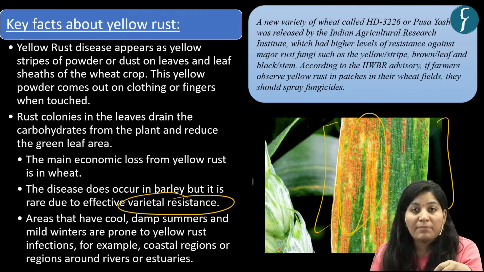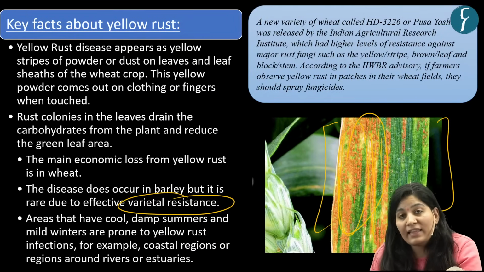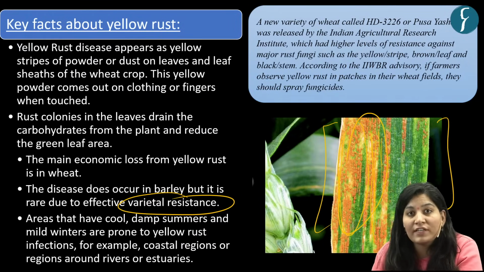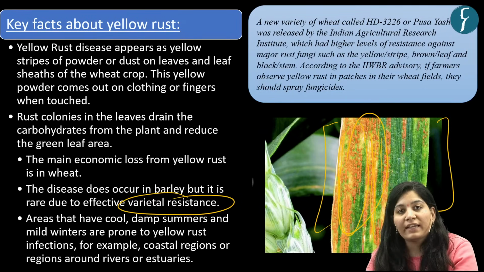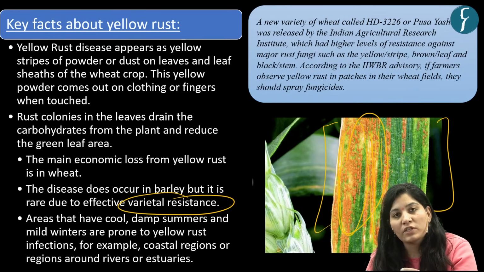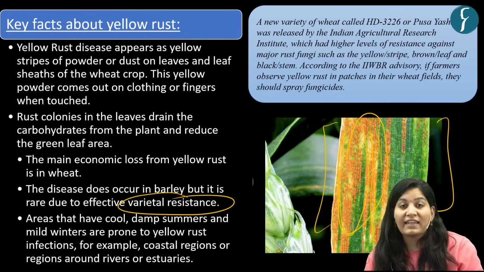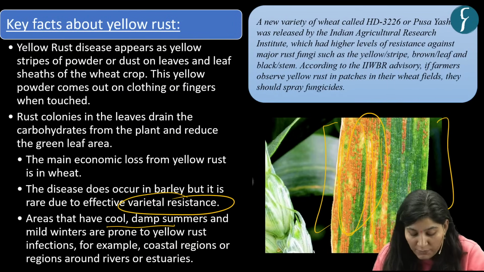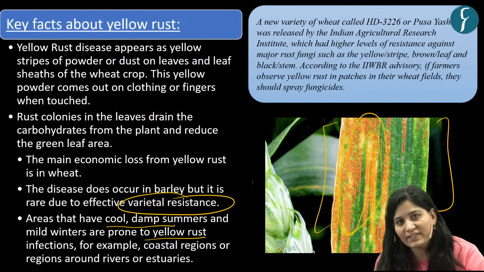Basically, what will happen? Rust colonies, see here, many rust colonies are there. They will drain the carbohydrates from the plant and they will reduce the green leaf area. Okay, as you can see, the yellow strip. Why? Because they have taken away the carbohydrate responsible for the green leaf area. Got it? And areas that have cool, damp summers and mild winters are prone to yellow rust infections. For example, coastal areas, the northeastern region, etc.